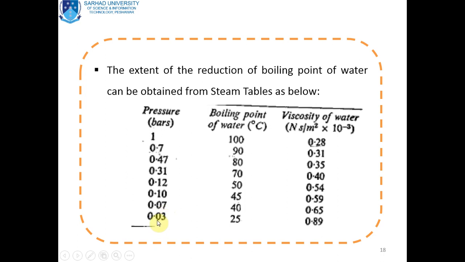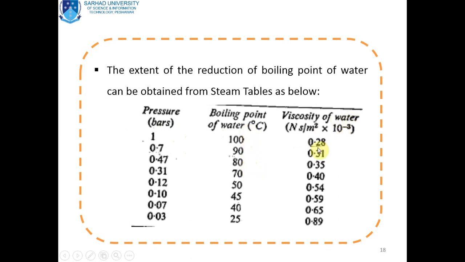And similarly, if we reduce further from 0.1 to 0.07 and up to 0.03 bar, then the boiling point of water will become equal to 25 degrees centigrade. And this is due to the reduction in the pressure. With reduced pressure, the boiling point of water will be reduced.